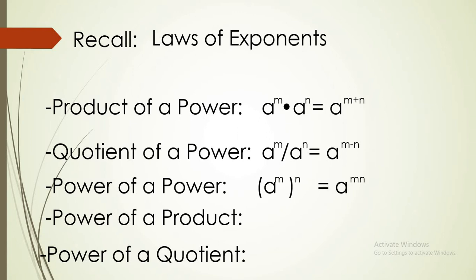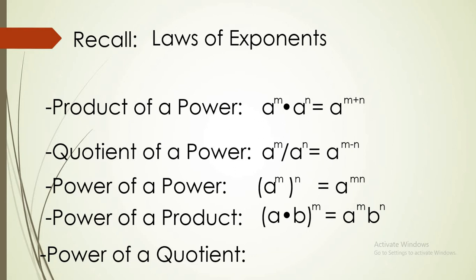Number 4. Power of a product. When the product of two factors is raised to a power, the result is a product with the two factors, each having the same exponent that was the power the expression was raised to. Or you simply distribute the exponent.